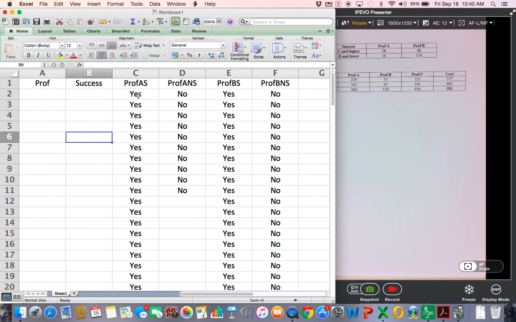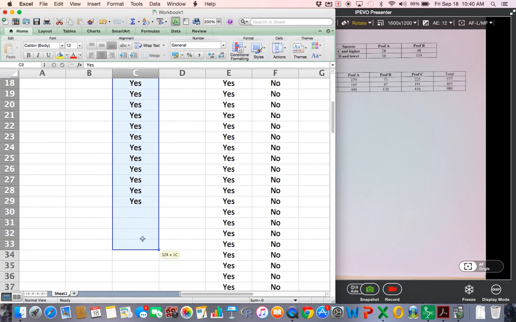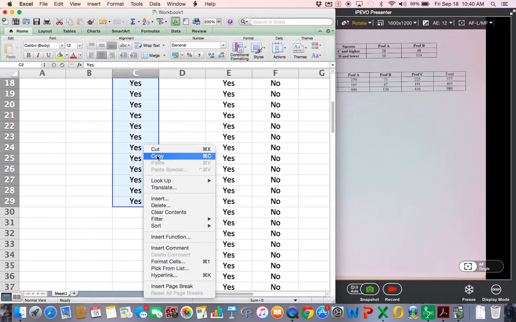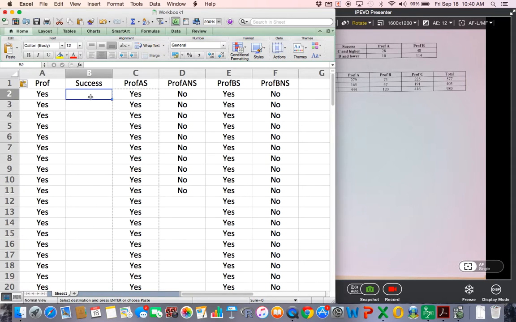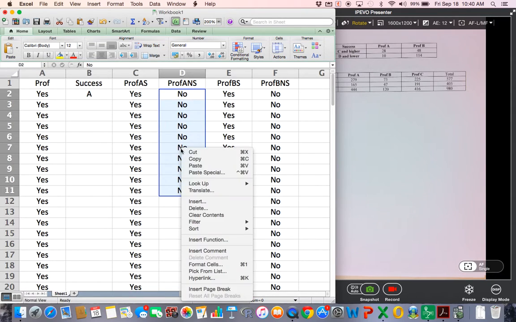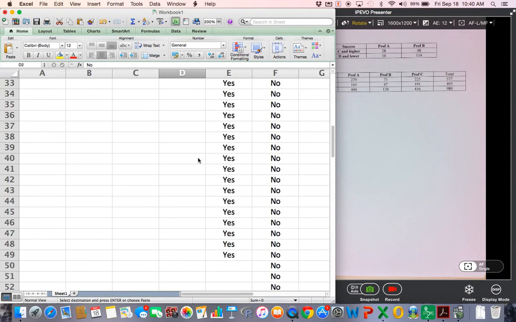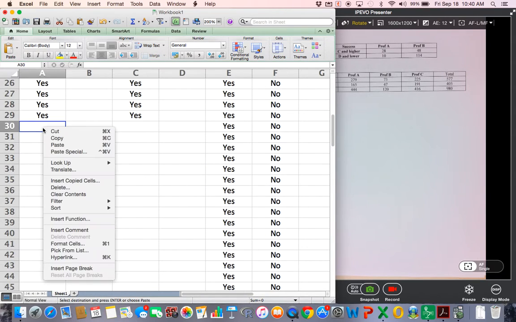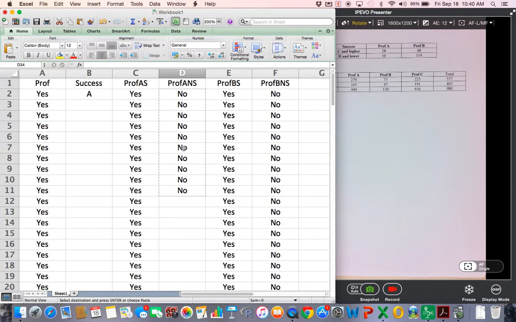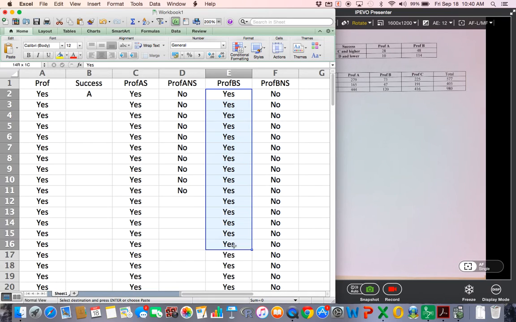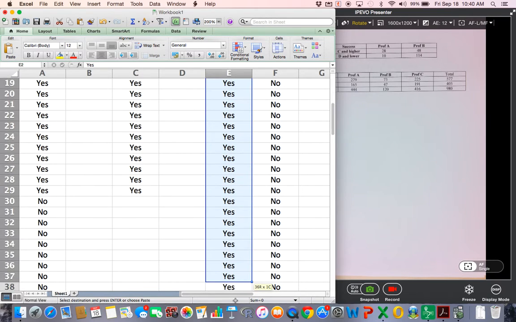So what I can do is come in here and say that these yeses, I'm going to copy those, go with Professor A. Well, and I can just go ahead and say that these no's go with Professor A. I found it easier to type these out in columns because sometimes it's kind of tricky.